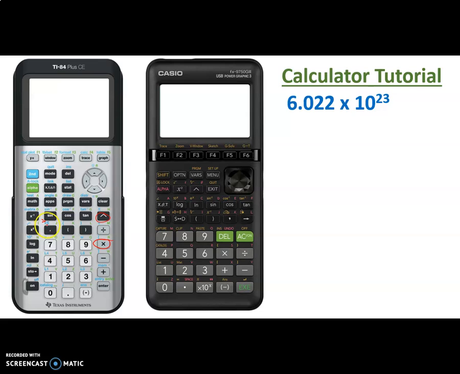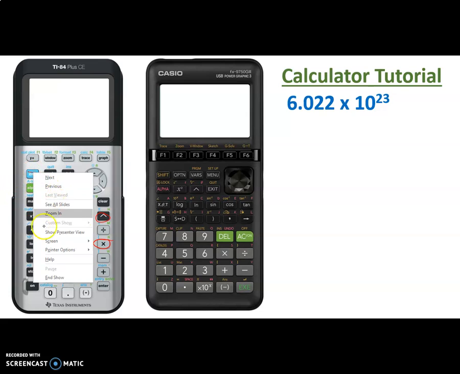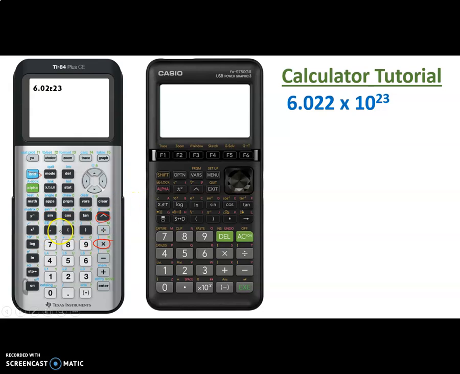It's that EE button. Now to get that EE button, you actually have to hit the second button and then the comma button, because that gets you the EE function. Now this EE stands for times 10 to the 23rd.